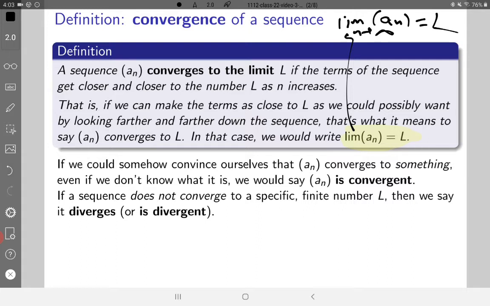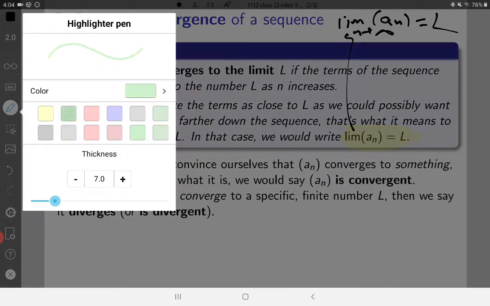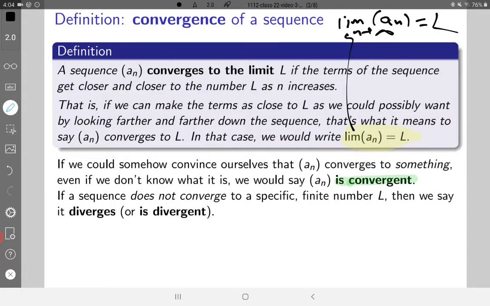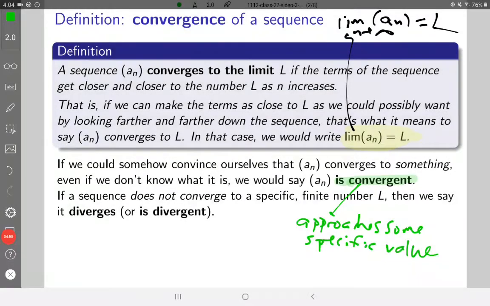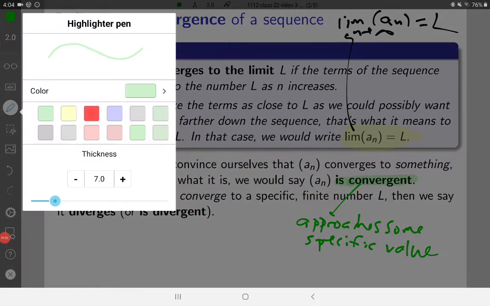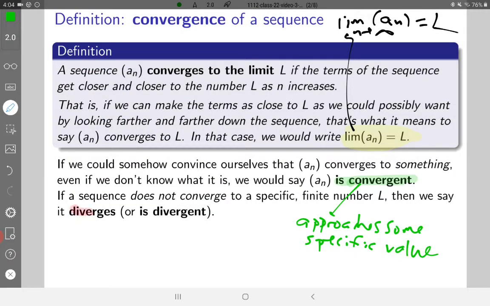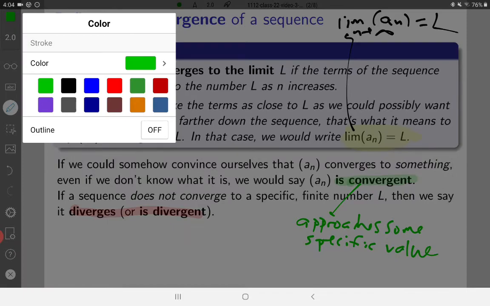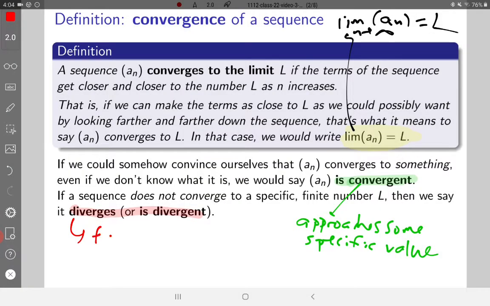So if we can convince ourselves that a sequence converges to something, and it doesn't even matter what number that is, what that limit L is, then we'll say that the sequence is convergent. That means it approaches a specific number. Convergent means approaches some specific value. By contrast, if a sequence doesn't converge, we're going to say it diverges, or it's divergent. And that just means that the sequence fails to approach something specific.